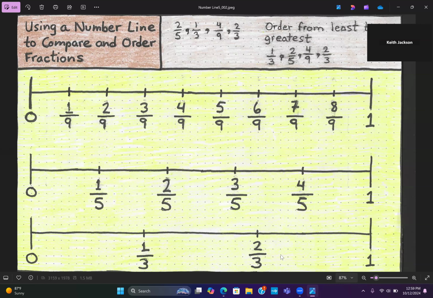All right, you have been given a lot of information, and this would be a good time to pause the video and take a look at everything, or replay this video as many times as you need to gain a deeper understanding of how to compare and order fractions on number lines.